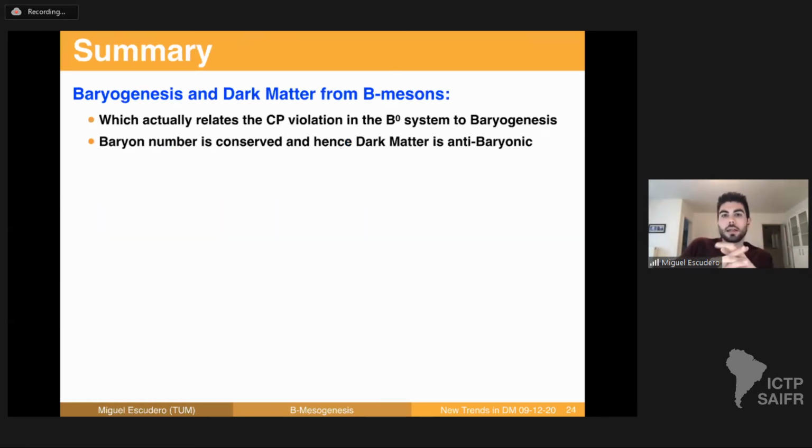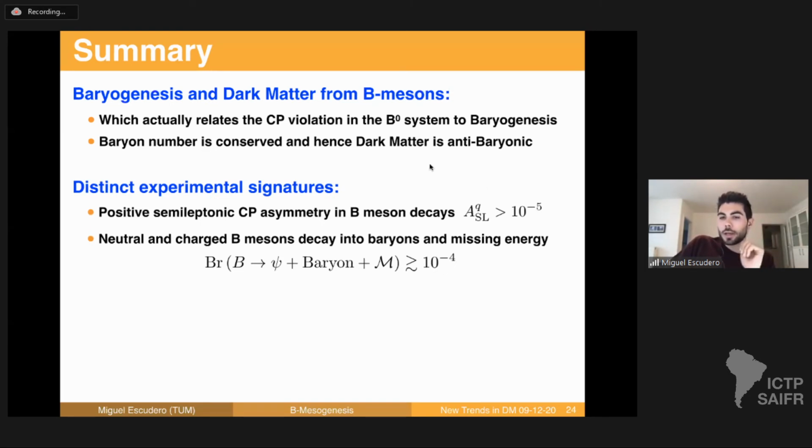So to summarize, we developed a mechanism for baryogenesis and dark matter from the CP violating oscillations and subsequent decays of B-mesons in the early universe. I think one of the main novelties of the mechanism is that it directly relates the CP violation in the neutral B-meson system, which occurs already in the standard model, to baryogenesis. In this setup, baryon number is conserved, and this allows us to make a direct connection between dark matter and baryogenesis. If this mechanism is at play in the universe, it will lead to distinctive experimental signatures.